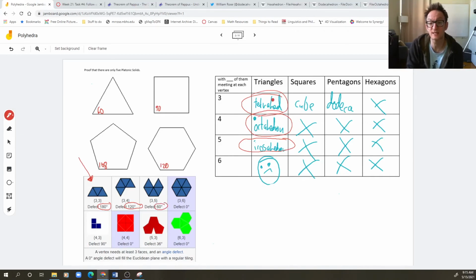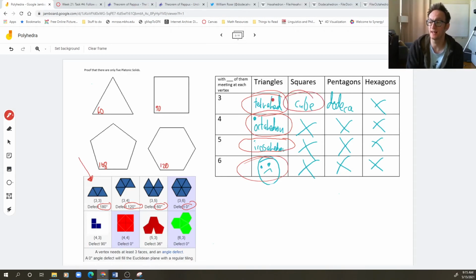You have a defect of 60 degrees, so there's still space for you to fold those triangles up and you get the nice hat. But what we said is if you have 6 triangles and you try to put them together, well, you can, just barely, and then you have a defect of 0, and so it's completely flat and you can't fold them up, so you just don't get a polyhedron there. And here's just the rest of the argument, right?